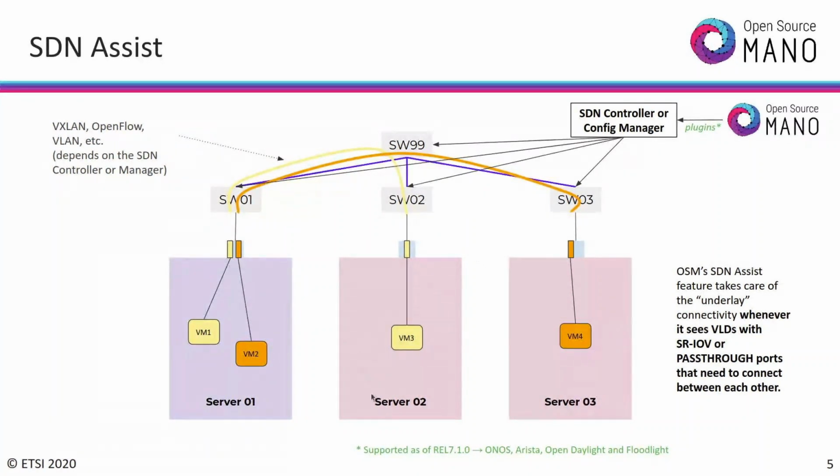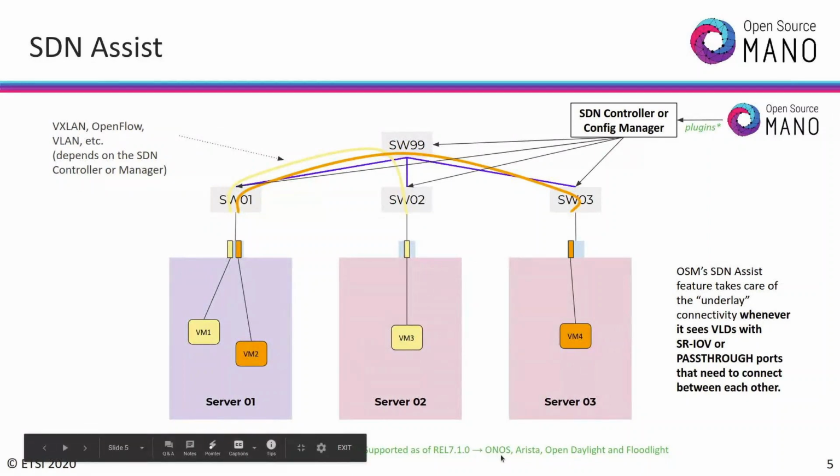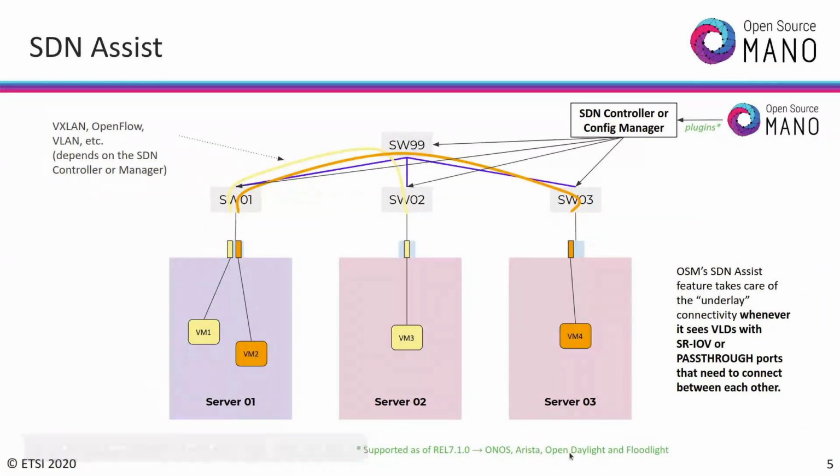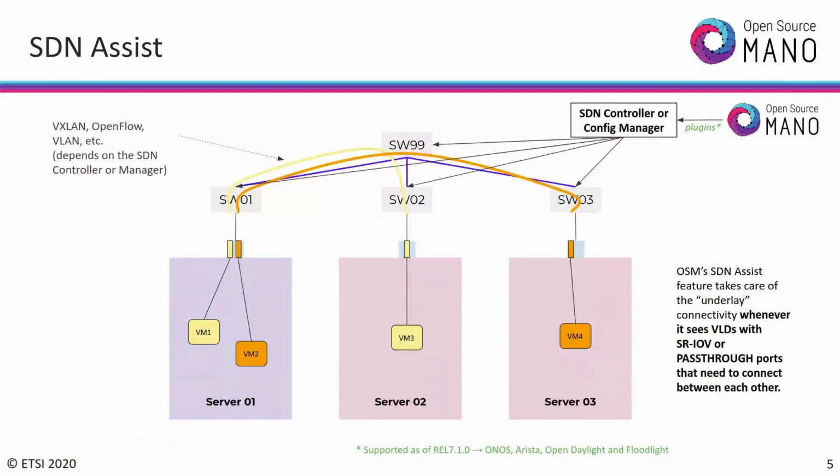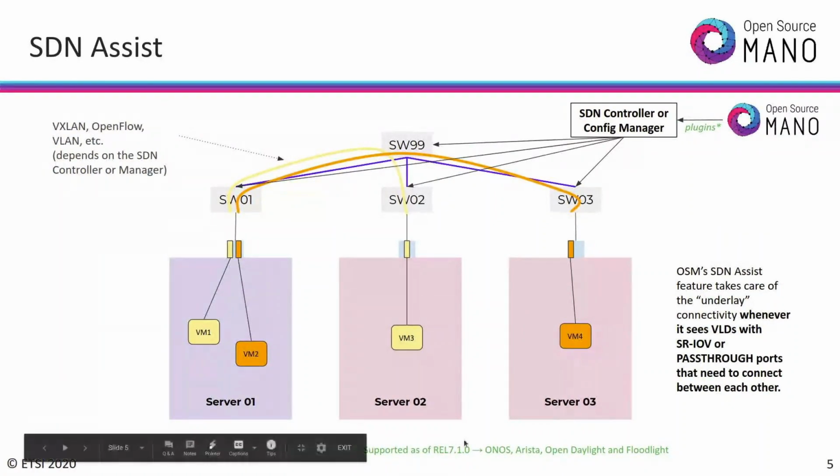As of the previous release, we supported ONOS, Arista, OpenDaylight, and Floodlight. I think that in release 8 we're going to add Juniper Contrail, but I'm not sure if it's available. Sorry, it is available. It is available in 8.01. So I need to update this slide.